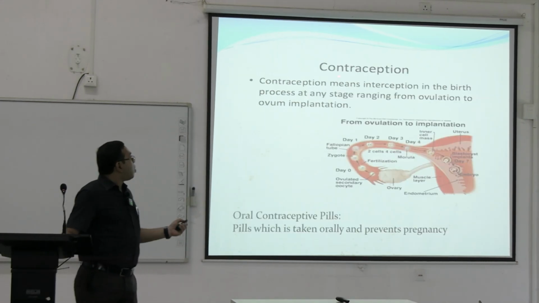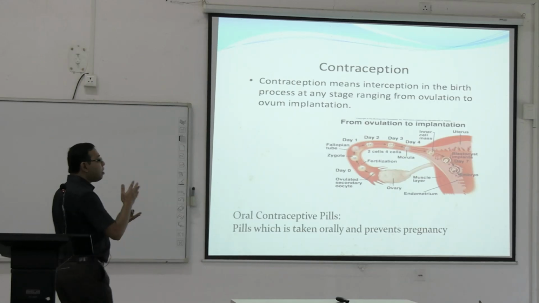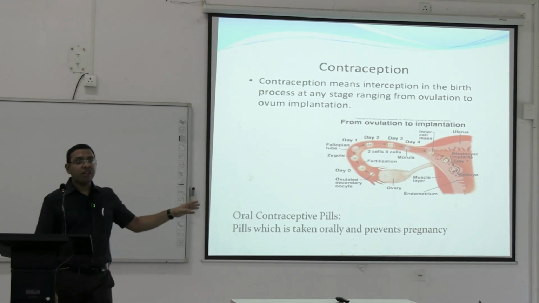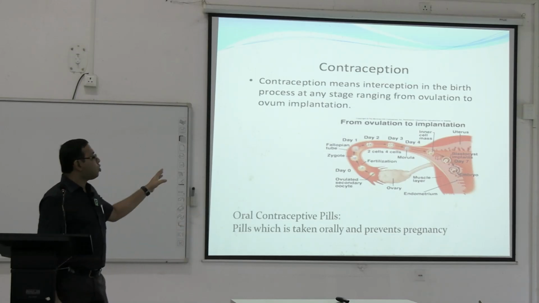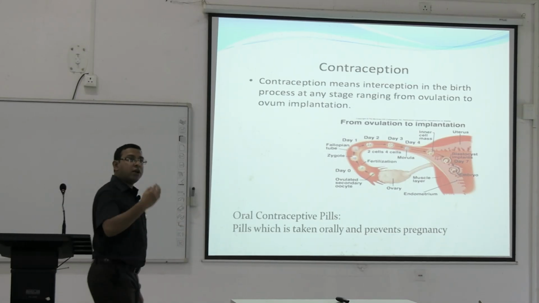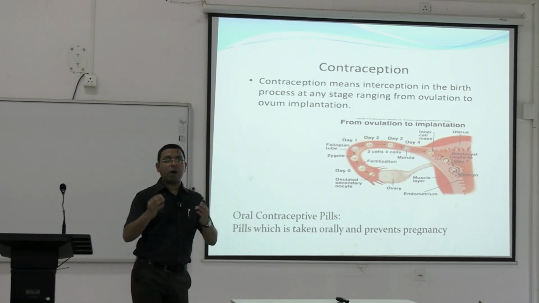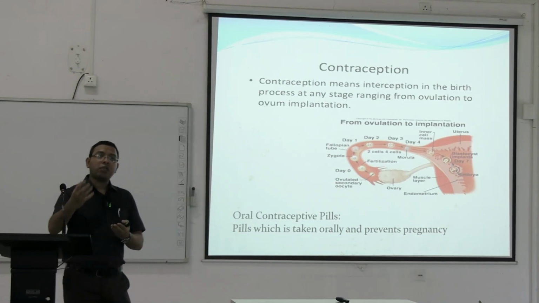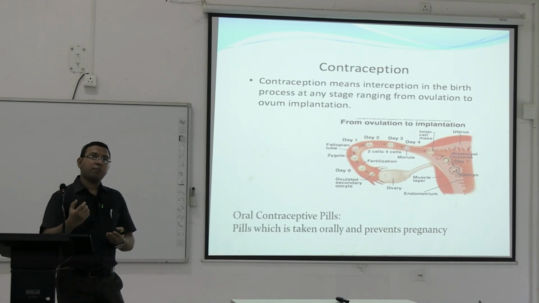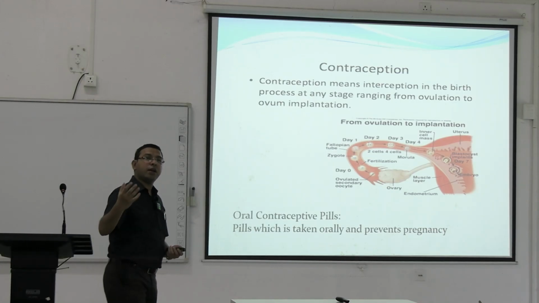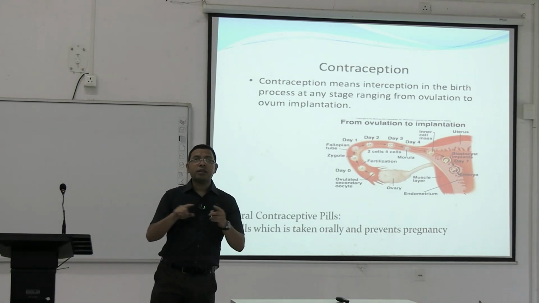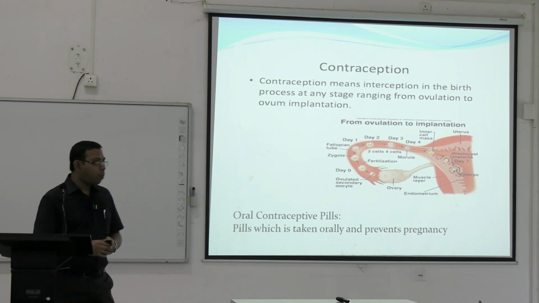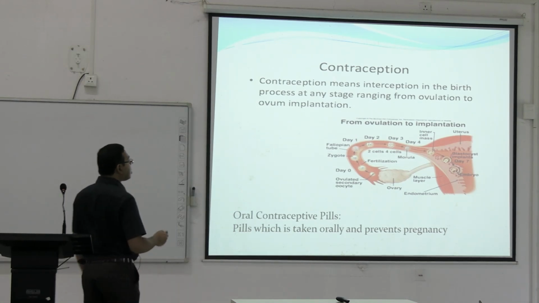Okay. So contraception means we are just interrupting the birth process at any stage ranging from ovulation to ovum implantation. After ovulation happens, if there is sperm, there is fertilization, and then implantation happens, and then the blastocyst forms, and from the blastocyst HCG is secreted, and progesterone takes over. So within this time period, if we are intercepting this, ultimately there will be no pregnancy. This is known as contraception.